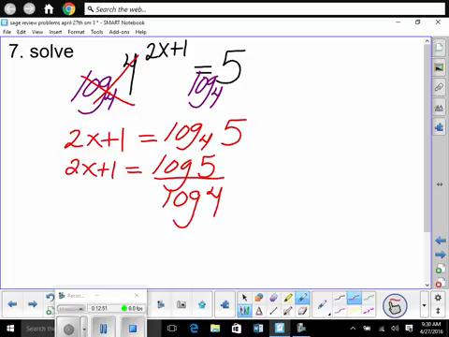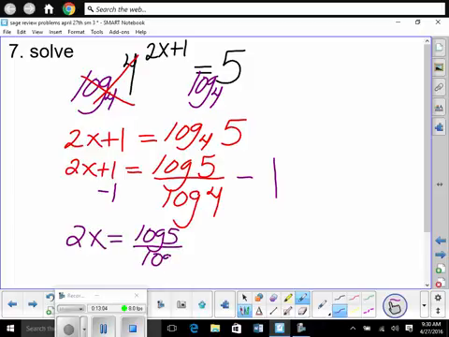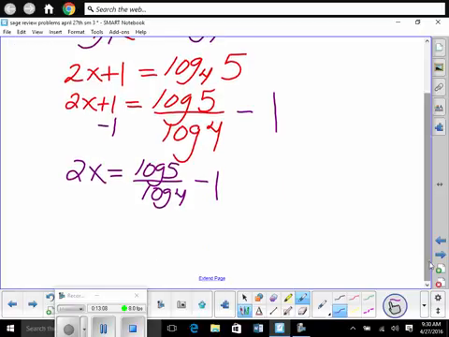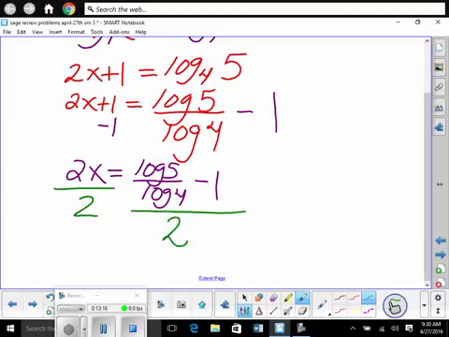So now what would be my next step to get x alone? Minus 1 from both sides of the equation, right? So we have 2x is equal to log of 5 over log of 4 minus 1. What would be my last step to get x alone? Divide the entire sides by 2, right? Divide by 2, divide by 2. So that would be the pretty answer. Somewhat pretty. X is equal to. And now we could, if we wanted the decimal answer, calculate it.